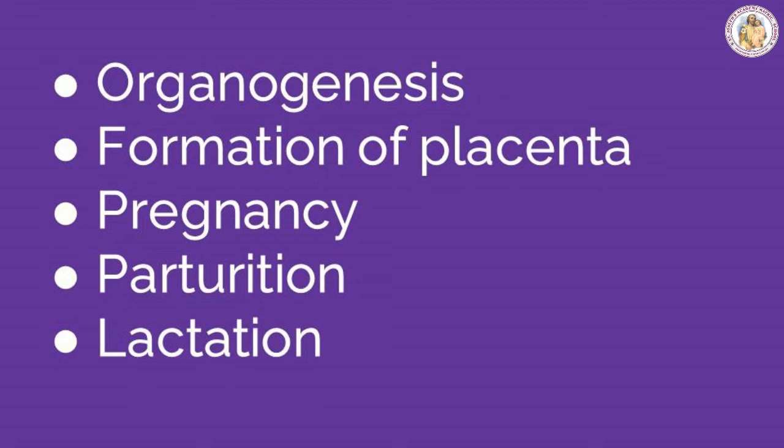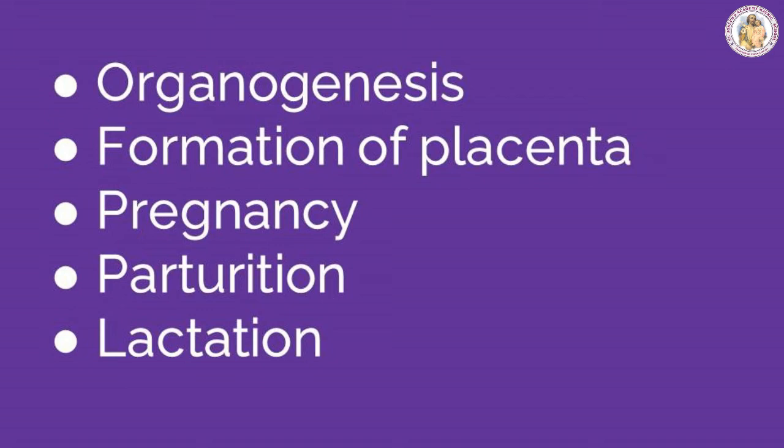After fertilization and gastrulation, it will move on to organogenesis, formation of the placenta, pregnancy and parturition, and lactation. Organogenesis is established from the ecto-, meso- and endoderm. It is the final phase of embryonic development. During organogenesis, the various organs of the fetus are established from the different germ layers.